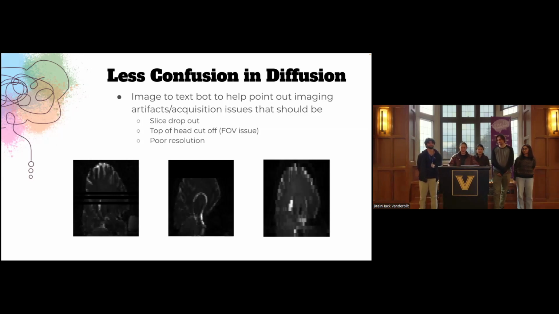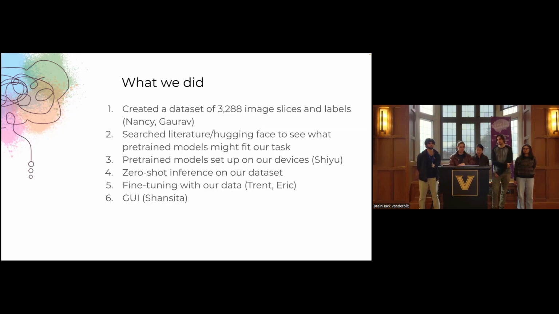Okay, so we started this with the goal to create an image-to-text bot to help point out the imaging artifacts and acquisition issues that need to be fixed in a given image slice. So the issues that we focused on were slice dropout, the top of the head being cut off, and having poor resolution. There are obviously many more issues than this for imaging, but we really just wanted to focus on groups that we thought were easily separable.